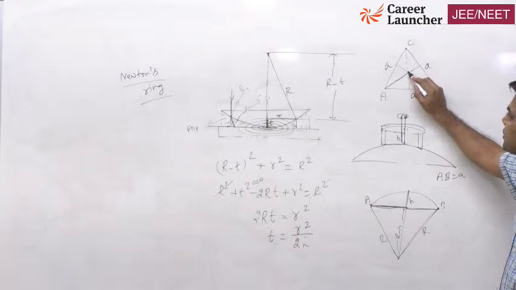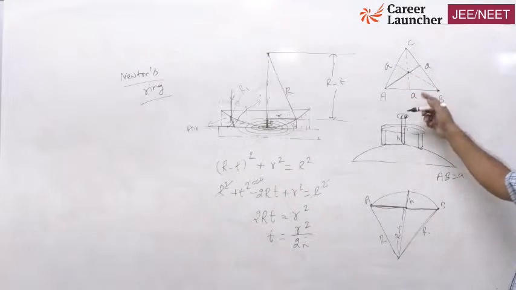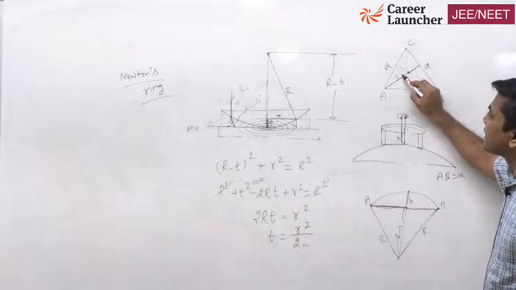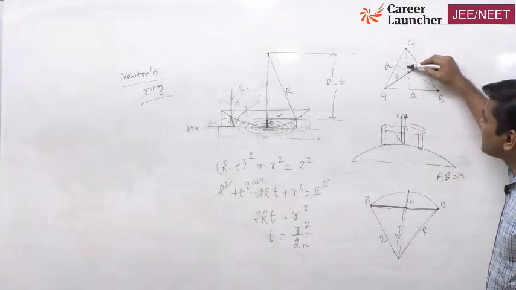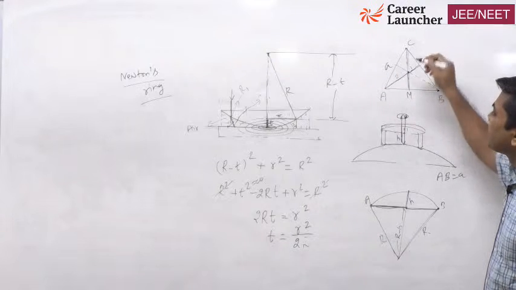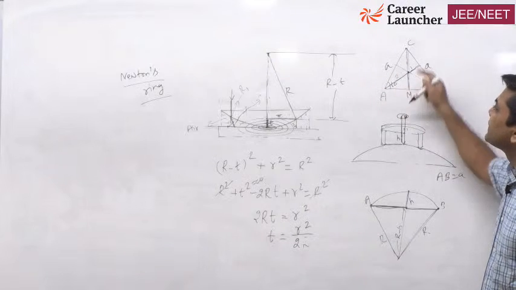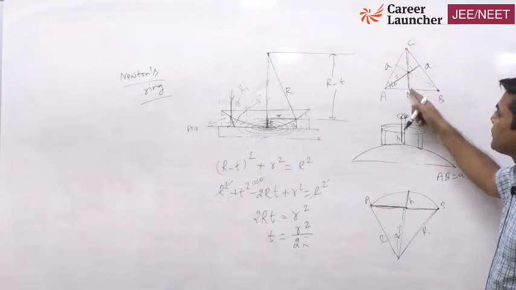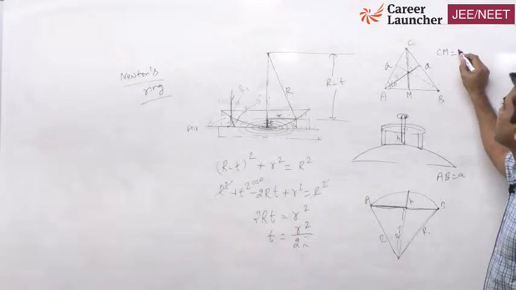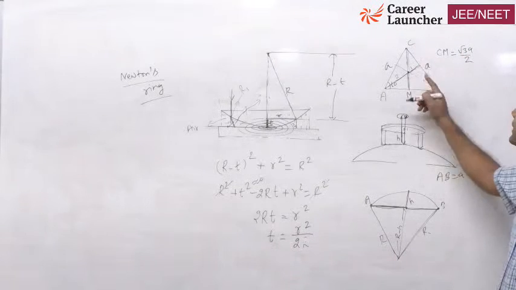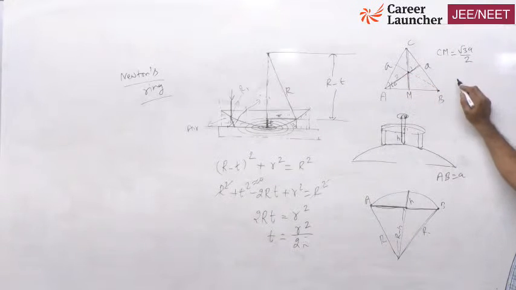Now you can use simple geometry like you studied in class 10th: this is the median, so it will intersect in a 2:1 ratio. This length you can calculate, say CM. This angle is 60 degrees and this side is A, so this is A sin 60 degrees, root 3 A by 2. So CM is root 3 A by 2. Correct? And then you can divide it in a 2:1 ratio.